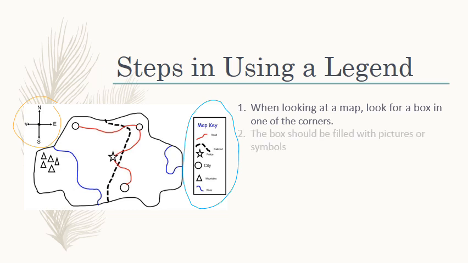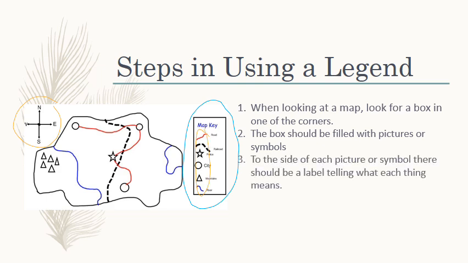But another thing we need to check is we need to make sure that the box is filled with pictures or symbols. This box is filled indeed with symbols. Another thing we need to make sure of is we need to check that to the side of each picture there's a label telling what each thing means. So, for instance, the red squiggly line indicates a road, or a star indicates police, or a triangle indicates mountains. These are all ways for us to know what we're looking at on our map.